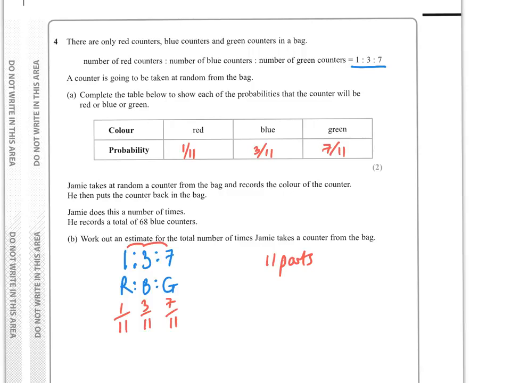Now it says, Jamie takes at random a counter from the bag and records the colour of the counter. He then puts the counter back. He does this a number of times. He records the total number of blue counters, and that is 68 blue. We've got to work out an estimate for the total number of times Jamie takes the counter from the bag.